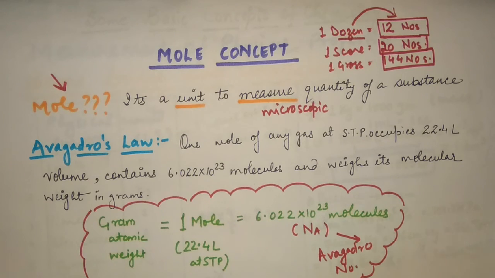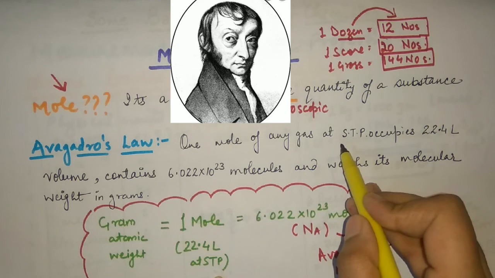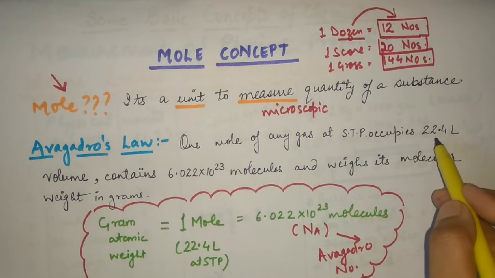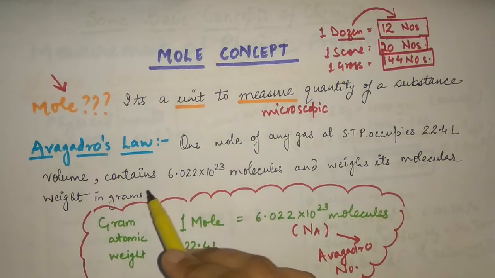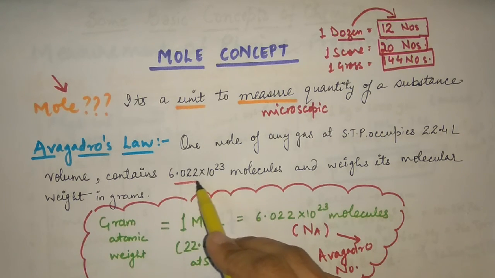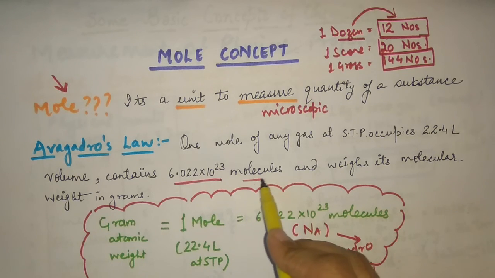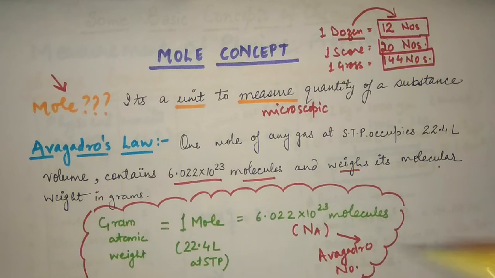He stated that 1 mole of any gas at standard temperature pressure will occupy 22.4 liters of volume, will contain 6.022 into 10 raised to 23, this is very important, molecules, and weigh its molecular weight. Did you understand anything? Nothing.